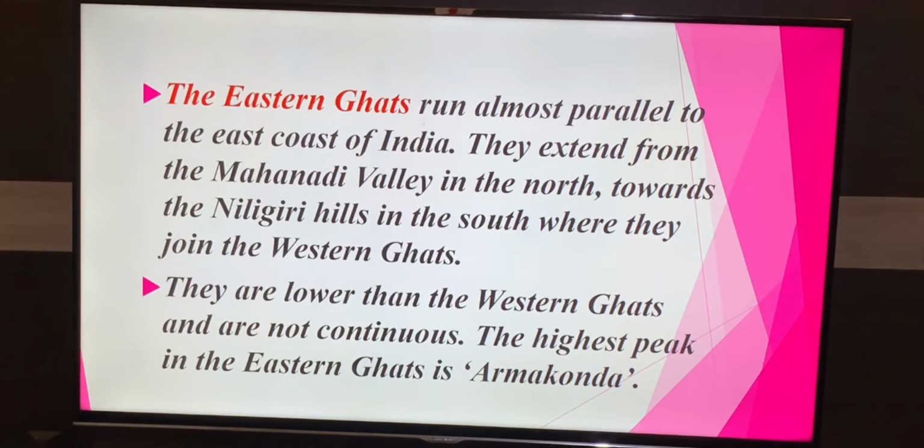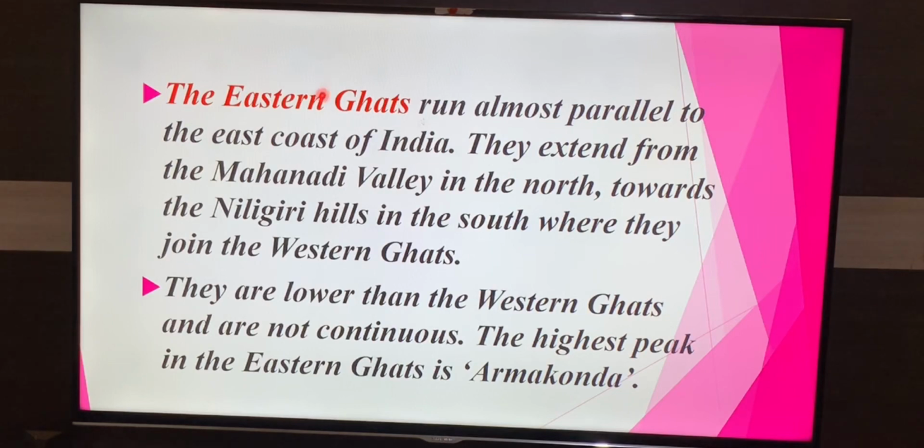Eastern Ghats. Eastern Ghats run almost parallel to the east coast of India. They extend from Mahanadi Valley in the north towards Nilgiri Hills in the south, where they join the Western Ghats. They are lower than Western Ghats and are not continuous. The highest peak in Eastern Ghats is Amarakonda.